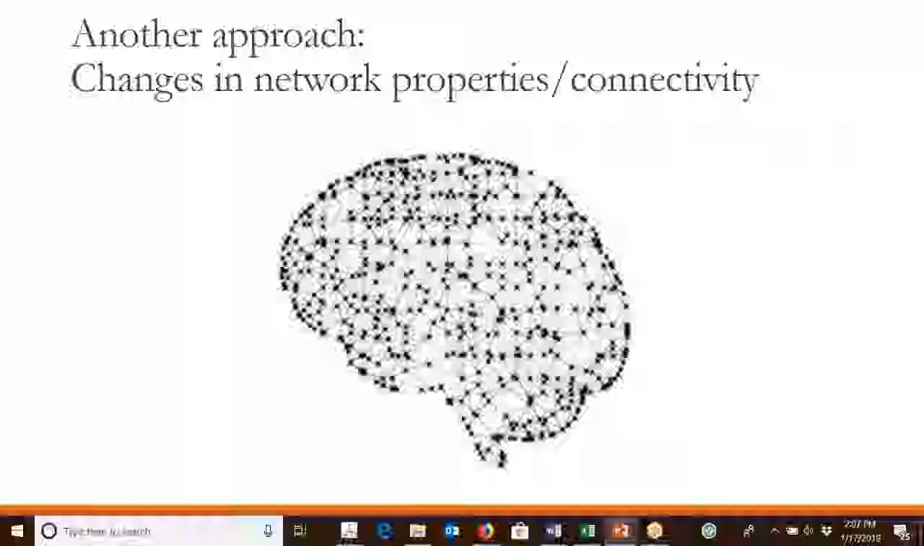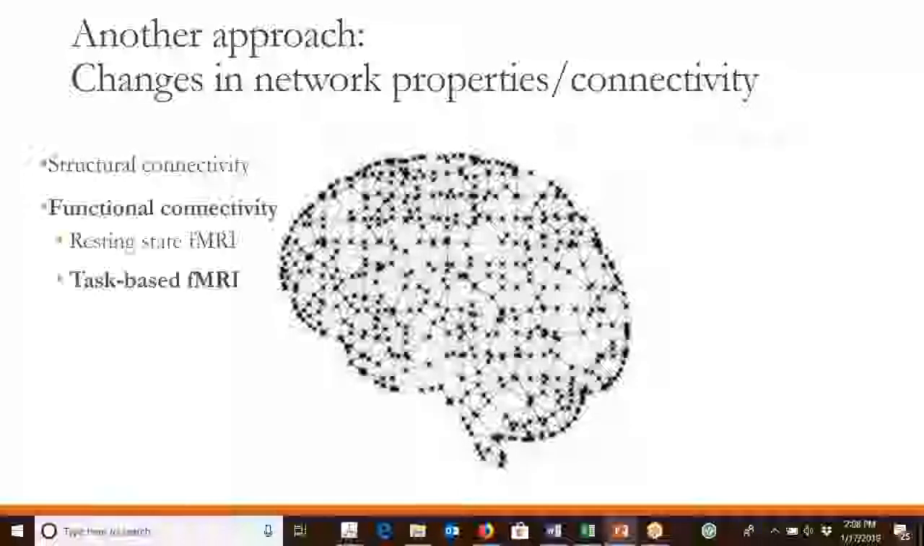We can think of the brain as a network of different brain areas that are connected, and they are connected structurally, of course, via white matter, but that won't be what we're studying. Instead, we're going to be studying what is referred to as functional connectivity, which is not the physical connectivity between brain areas, but the synchronicity or the coordination of activity between brain areas.